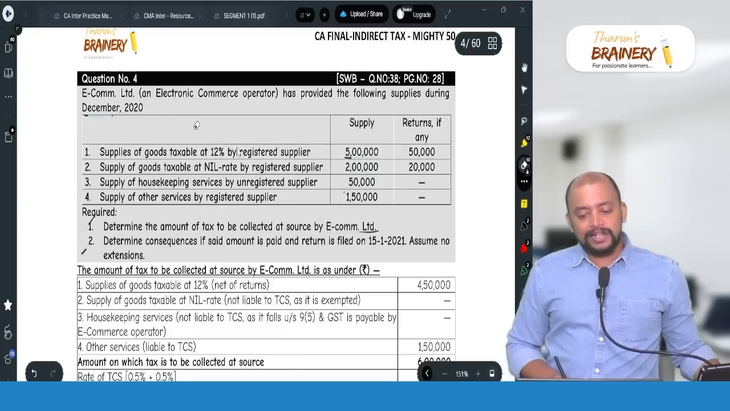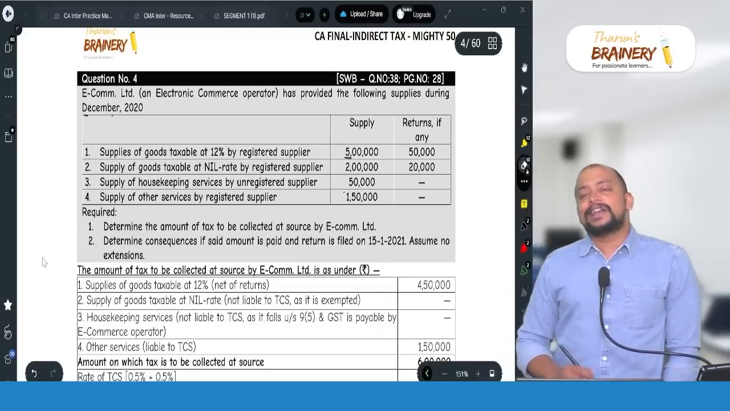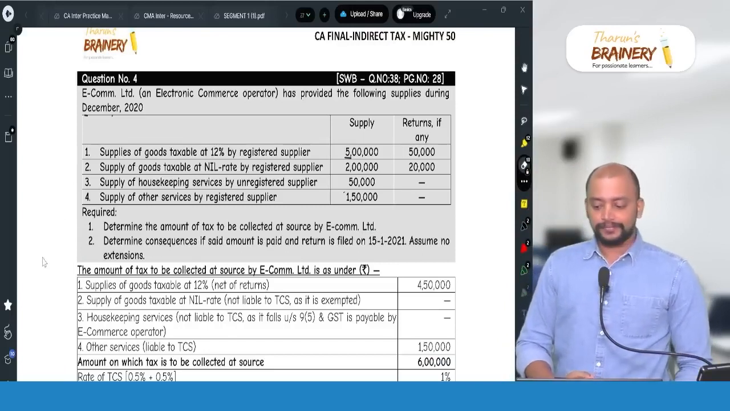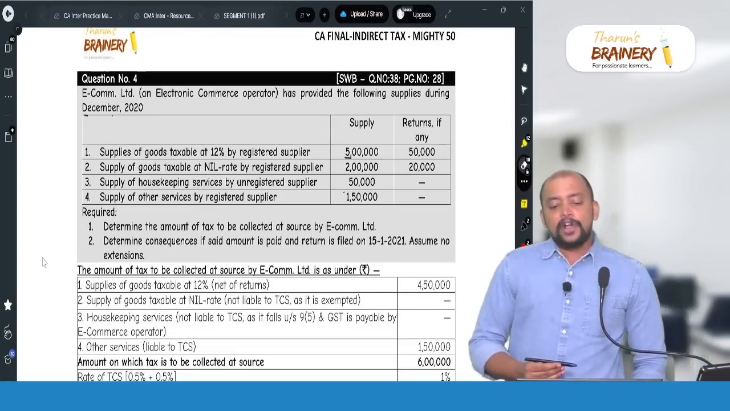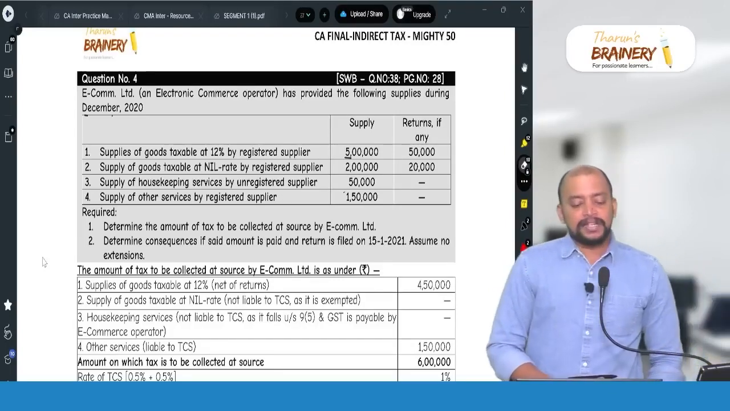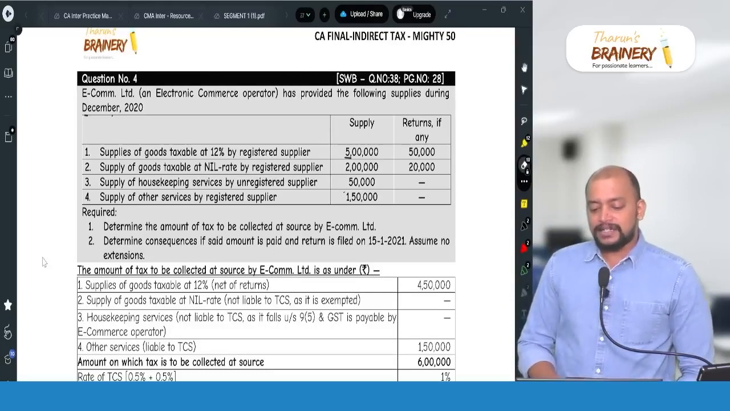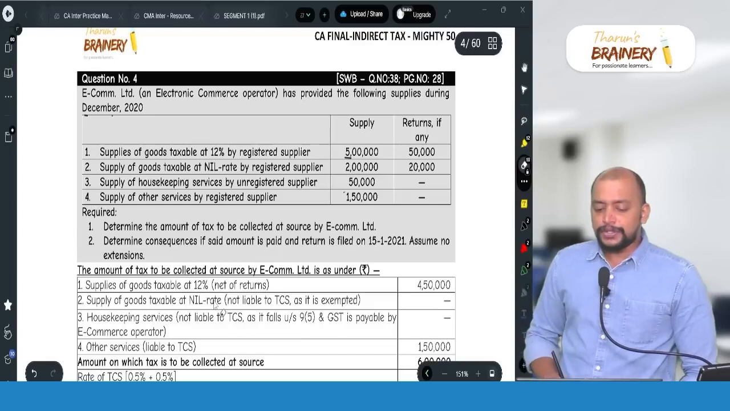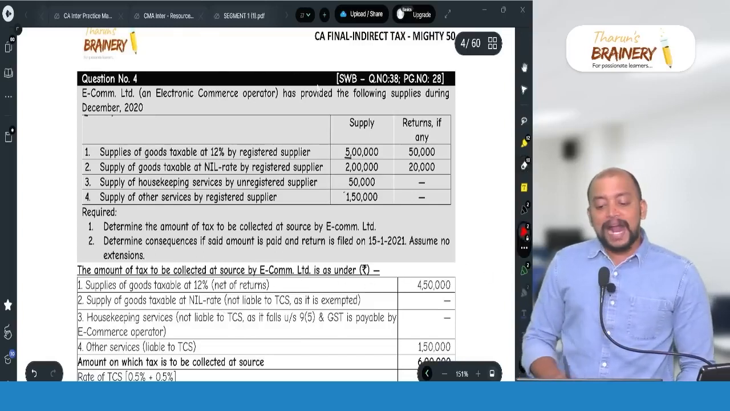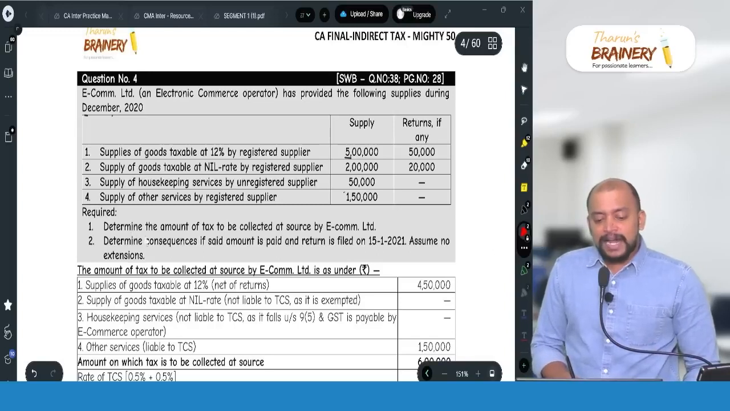Then question number 4. This question number 4 is on page number 28. This is related to TCS. Ecom Limited, an e-commerce operator, has provided the following supplies during December 2020. Supply of goods taxable at 12% by a registered supplier. And in this case, what is the requirement we need to do? See the requirement first for these practical questions. For any practical question, the approach should be that first we need to see the requirement. Determine the amount of TCS by Ecom Limited.